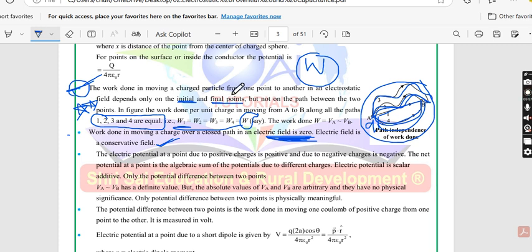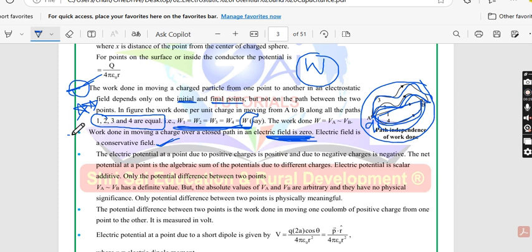So, the work done in moving a charged particle from one point to another in an electrostatic field depends only on the initial and final points, but not the path between the 2 points. Suppose you consider work done per unit charge in moving from point A to B along many paths. If those are equal, then this will be the criteria. So now the work done will be VA minus VB.